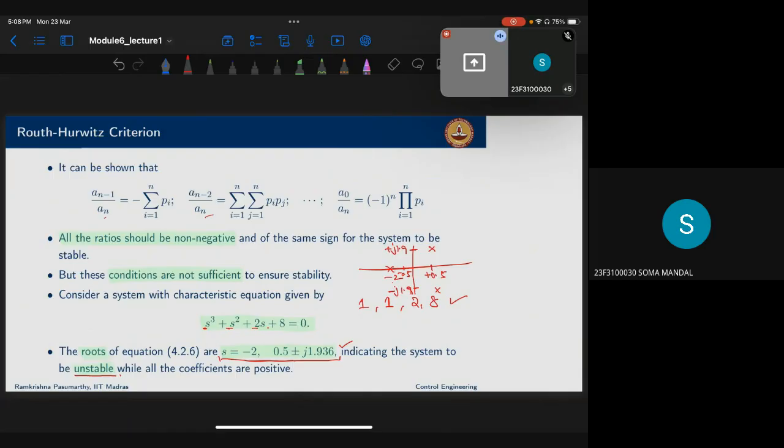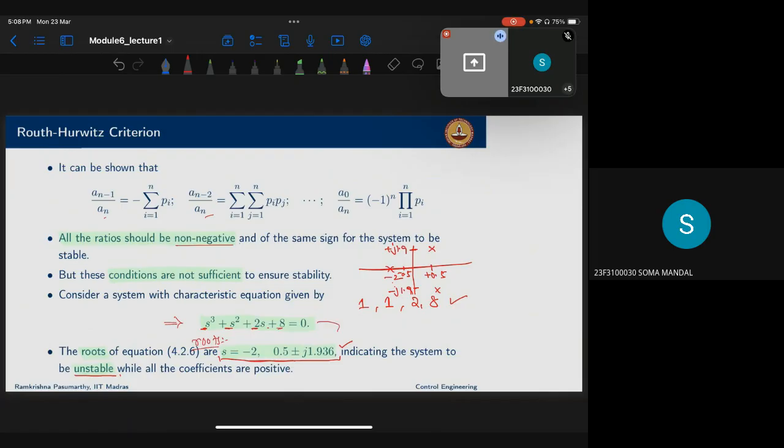So here we said that all ratios must be non-negative. Suppose if you see here, as I said, all ratios must be non-negative, either they are all positive or all negative. Okay, that should be the condition. Suppose if you see this polynomial, so here all coefficients are what? All coefficients are positive. Yes or no?